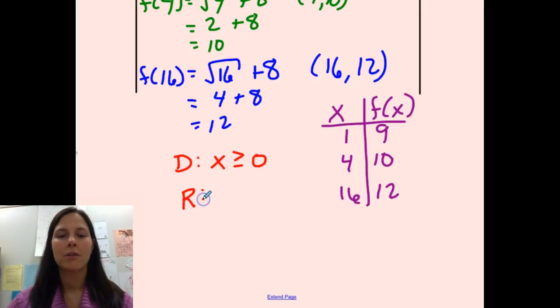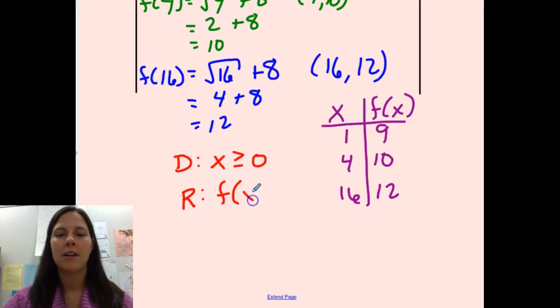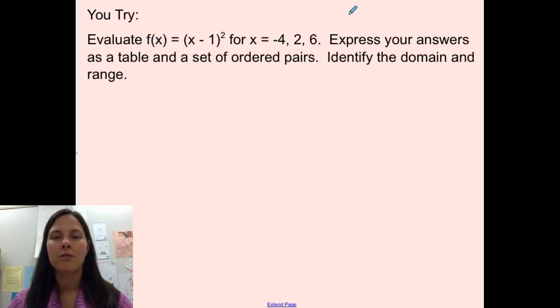Our range is a little bit tricky as well. That's what we get out of the function. So let's think about putting this 0 into the function. When we take the square root of 0, we get 0, and then we add 8 to it. So our smallest f of x value was 8. So our range would be f of x is greater than or equal to 8. And as you can see from our t-chart over here, all of our f of x values are bigger than 8.